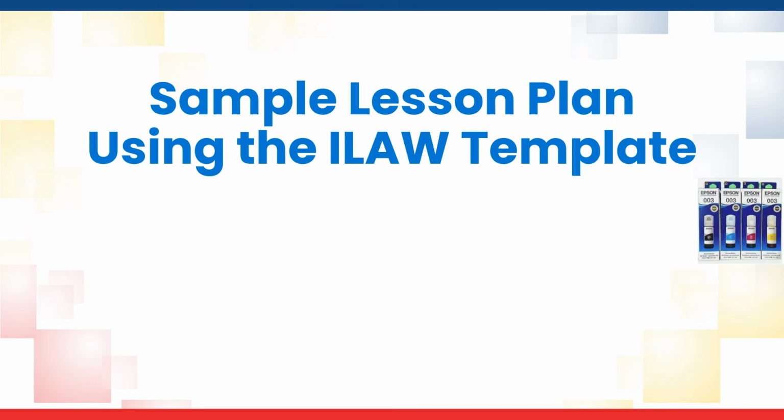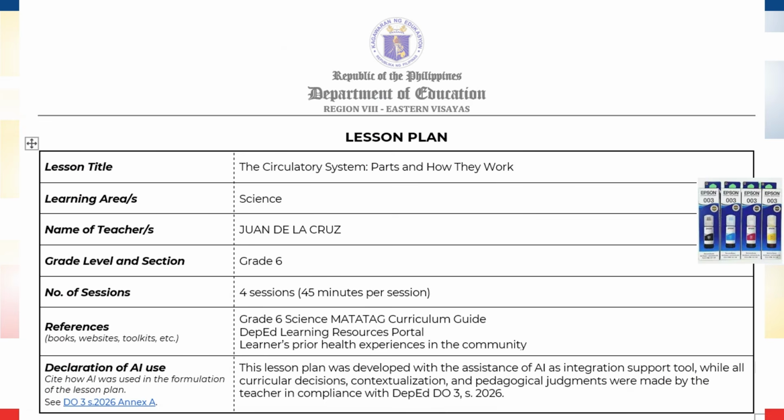So we are presenting here a sample lesson using the ILAW template. So for example, we have the lesson title, the circulatory system, the parts and how they work. The learning area is science, the name of teacher, the grade level, the number of sessions, there are 4 sessions, 45 minutes per session. What are the references?